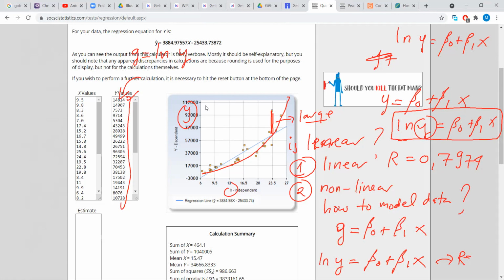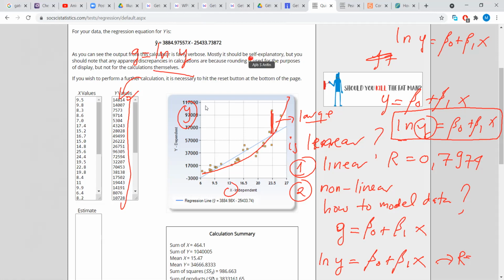Sir, I have a question. Why should it be ln? I mean, like in the other equation, why is it ln? Yeah, that's a very good question. But right now I cannot answer, because the point is not why it should be ln, but how to transform.